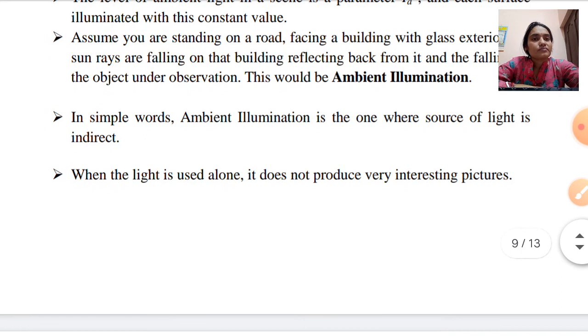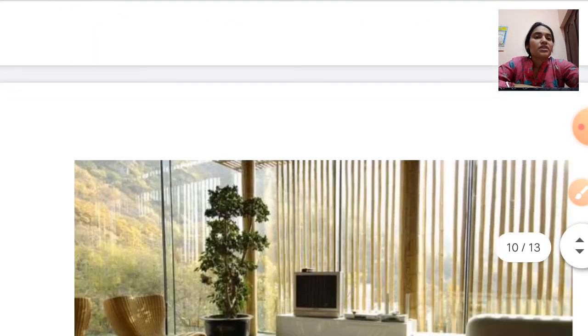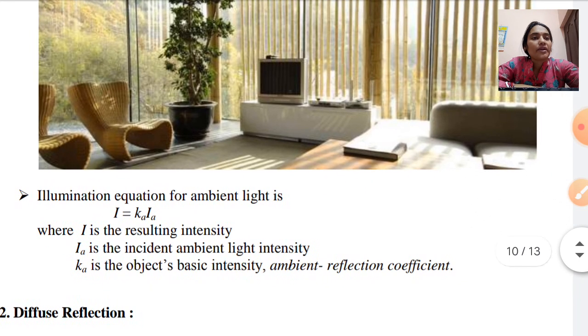When the light is used alone, it does not produce very interesting pictures. So here this is a room, and the windows are glass windows. The sun rays come into the room from all directions. The glass also reflects, and other objects are also seen here. So this one is a picture of ambient light.